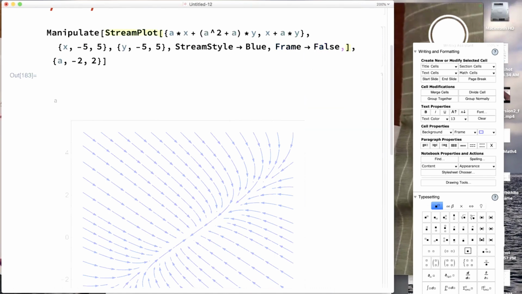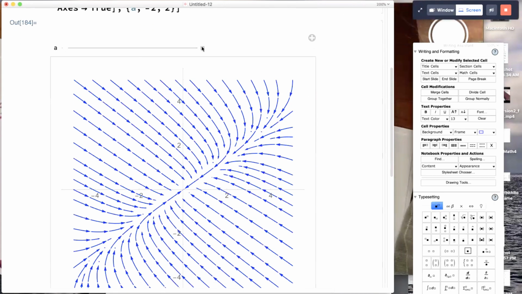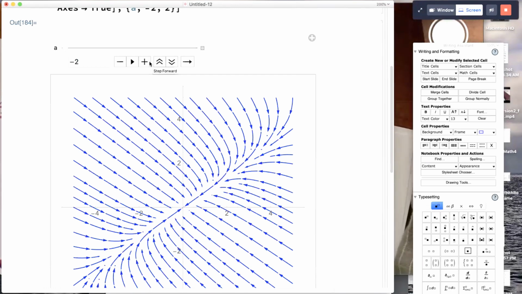So now we're looking at the actual phase plane here, not the trace determinant plane. You can see when a is less than -2, the origin is a sink, a non-spiral sink. Remember, as a increases through -1, it's going to transition to a spiral sink. And then as a increases through 0, it's going to transition to a saddle point.